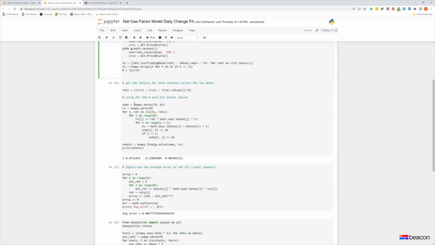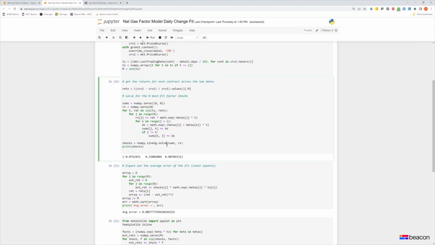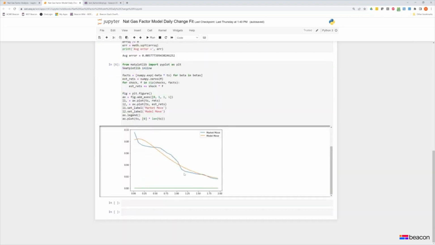And then I can easily solve a little linear system to solve for the size of the shocks for each of my 3 factors that best fit the move that actually happened. And then I can plot it out. So it's a pretty big move, right? The front of the curve moved up about 10%, the back only moved about 2%. So the blue line shows the actual market move, kind of wobbly, and the orange line shows the best fit of our 3-factor model to that.